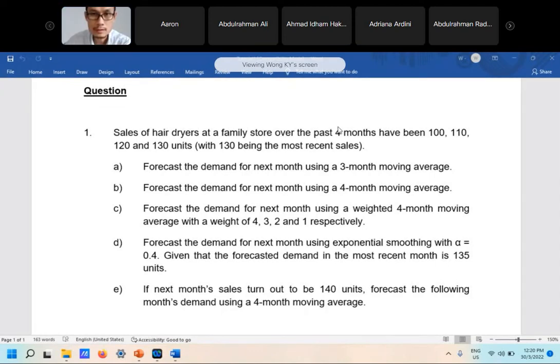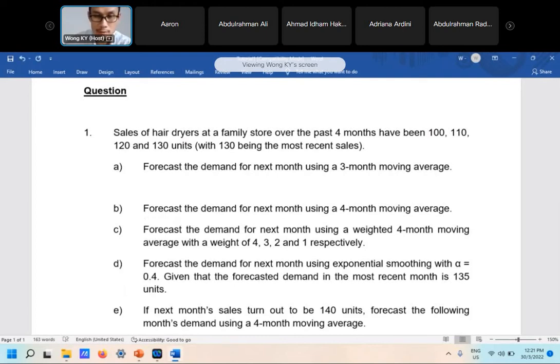Okay, let's discuss. The question says sales of hair dryers at the family store over the past 4 months have been 100 units, 110 units, 120, and 130 units, with 130 being the most recent sales. So it means the most recent one is 130, followed by 120, 110, and 100. Clear? So first question A, forecast demand for next month, the coming month, using a 3-month moving average.